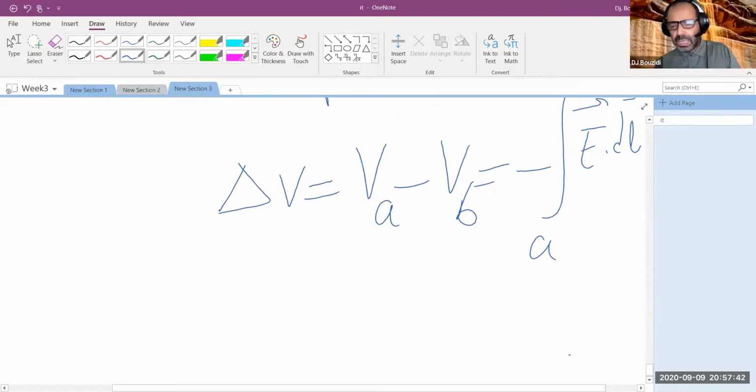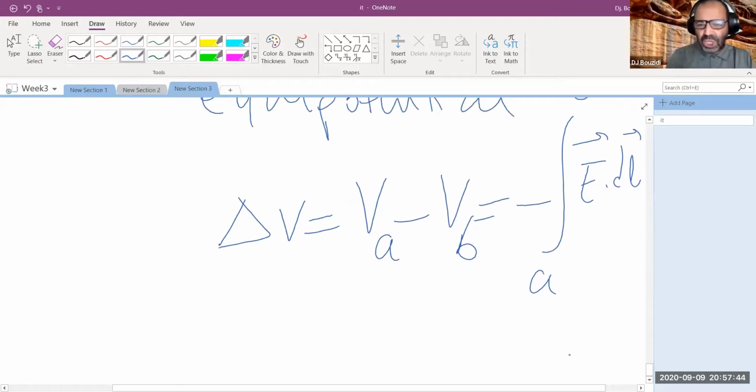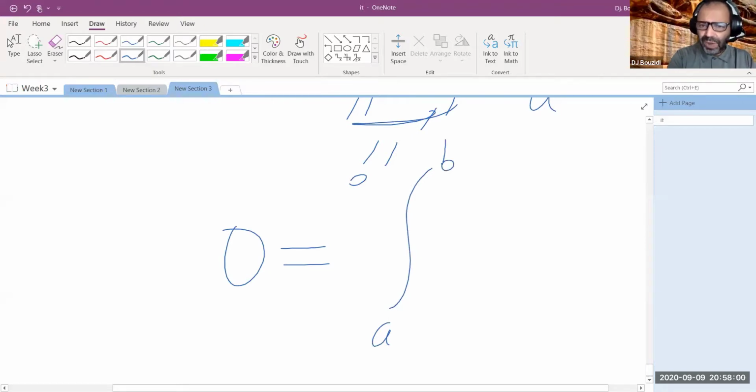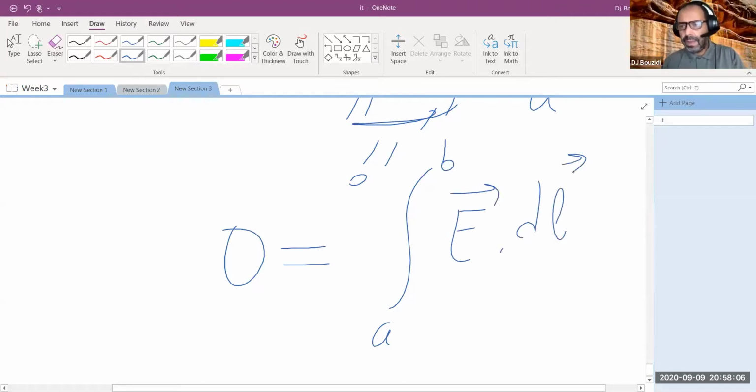In this case, this is the potential that I have. If these 2 points are at the same potential, that is the definition of the equipotential. The difference between them is 0. So on an equipotential surface, this integral vanishes, provided both A and B are at the same potential. If the 2 points A and B have the same potential, then this is 0. This is what the equipotential surface means.